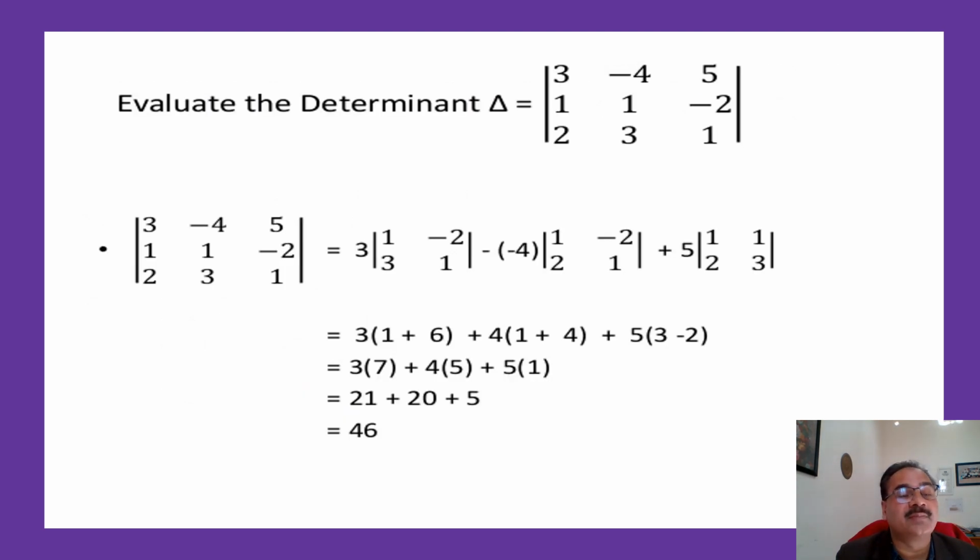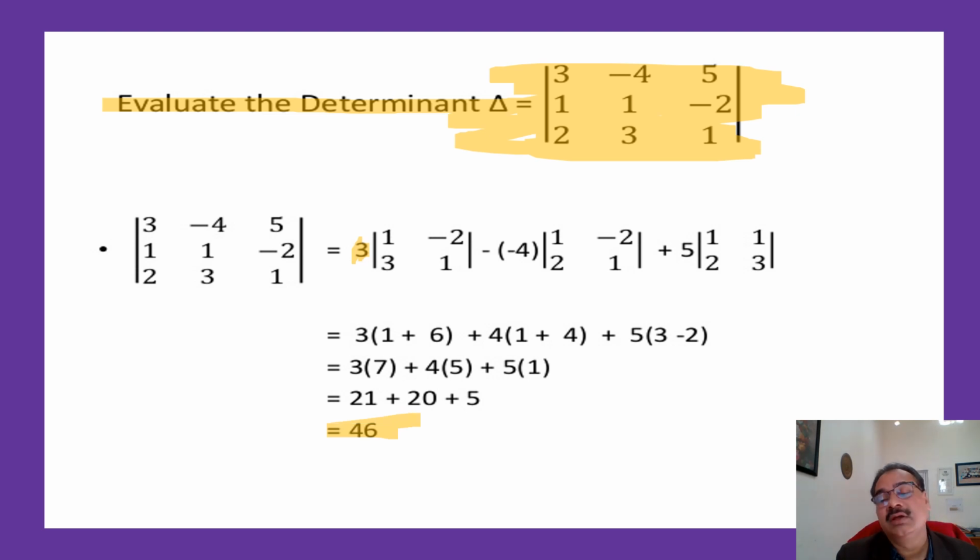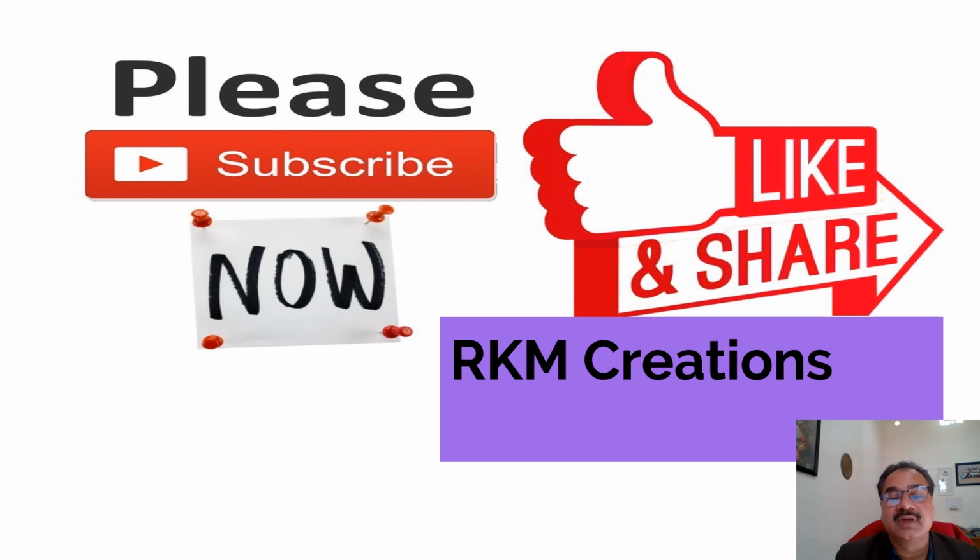Another example: evaluate this determinant. The evaluation, as I said in the previous PPT, goes like this: 3 times this determinant, then minus, because the second place carries a negative sign, then the third place is positive. After expansion you will get 46. In this way you can do some more problems as practice.